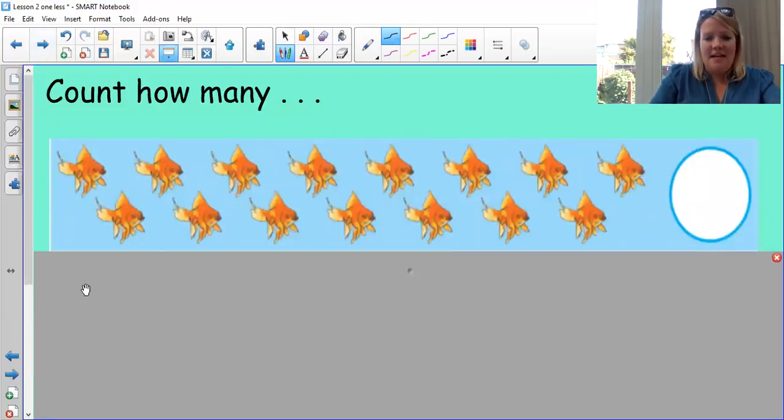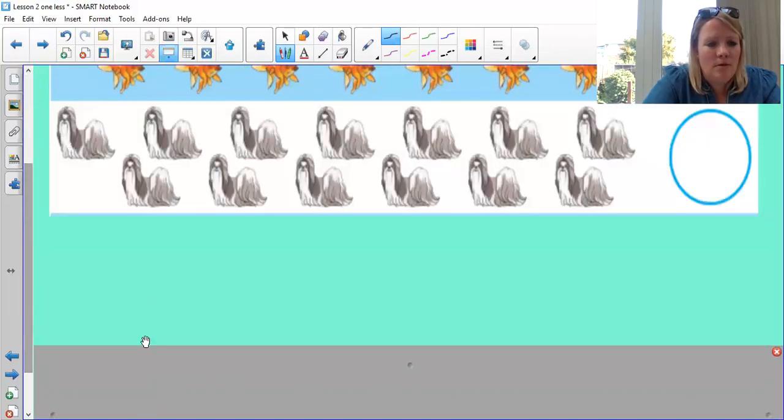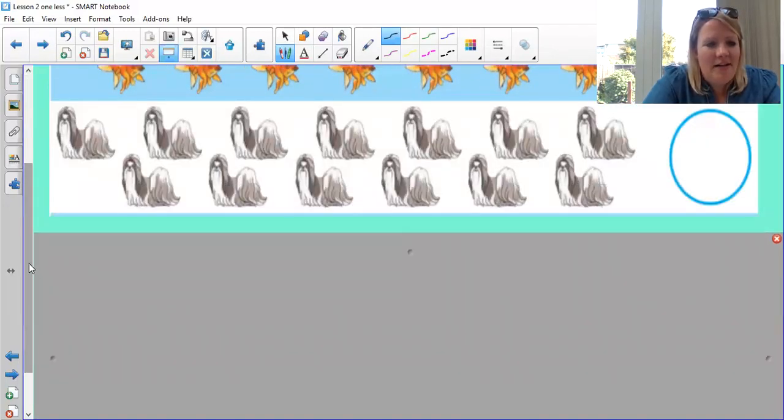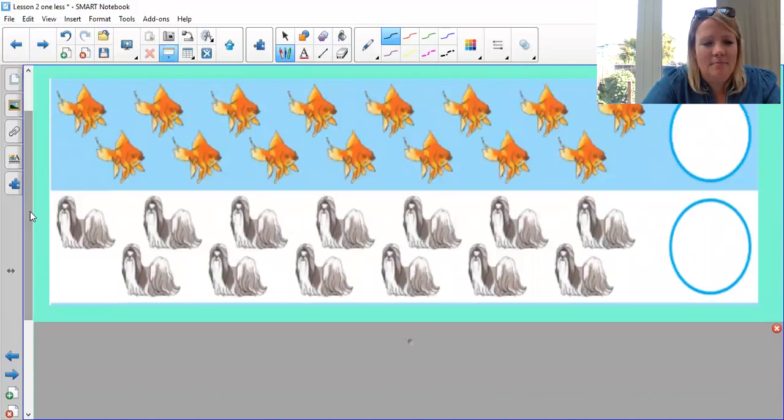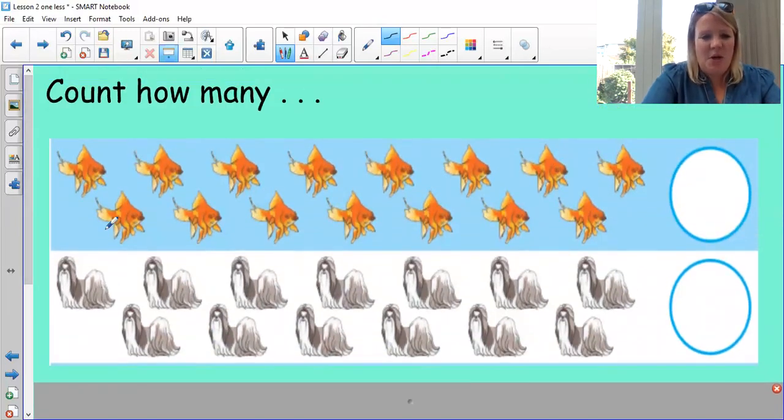How many fish are there? Ready, steady, go. Done. Excellent. Well done. Let's look at the next one. How many doggies are there? Ready, go. Great job. Well done. Let's go back and count the fish then, shall we?